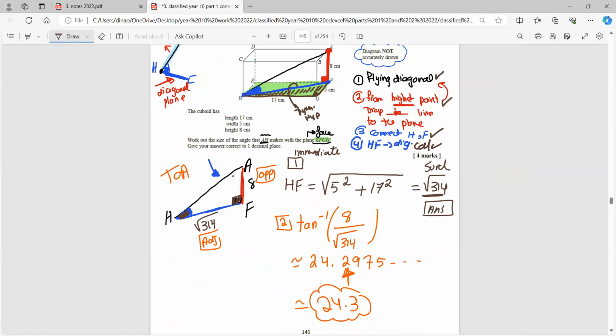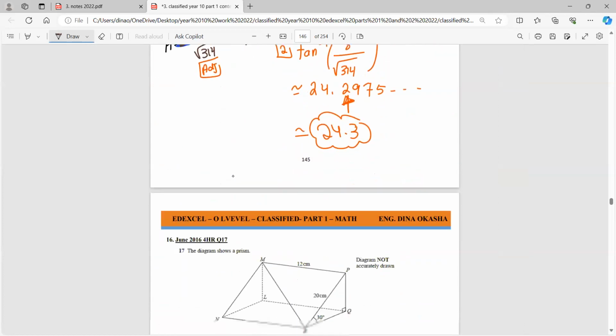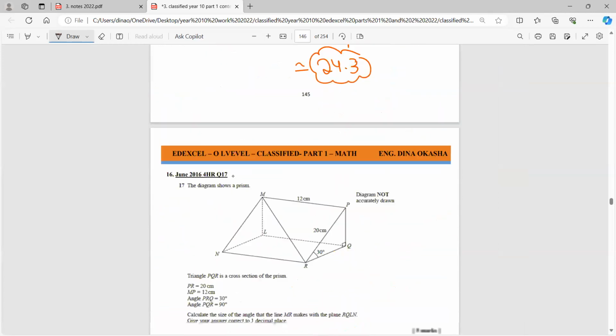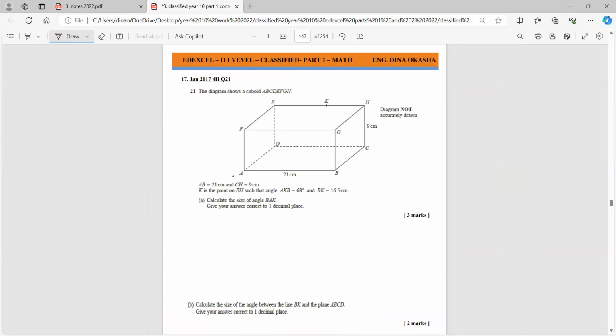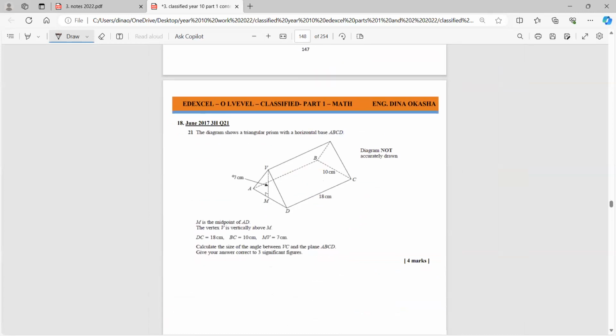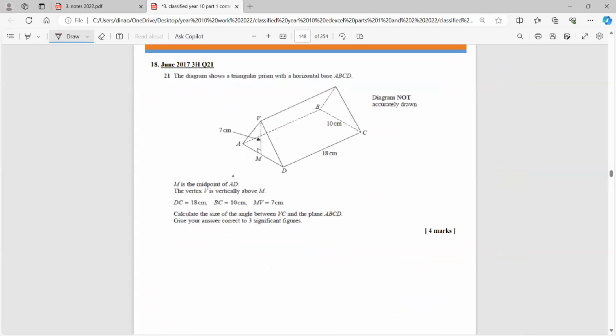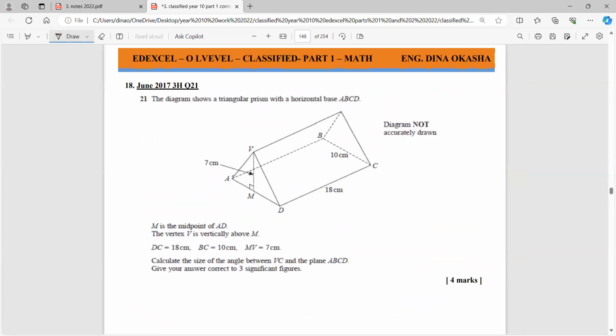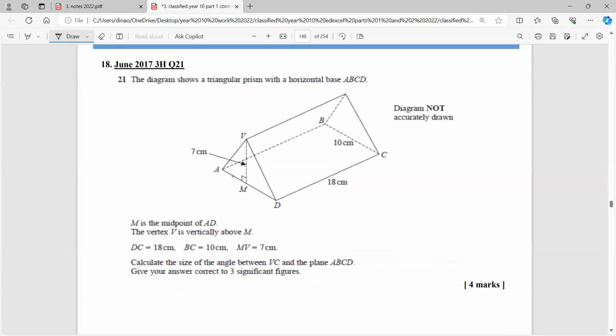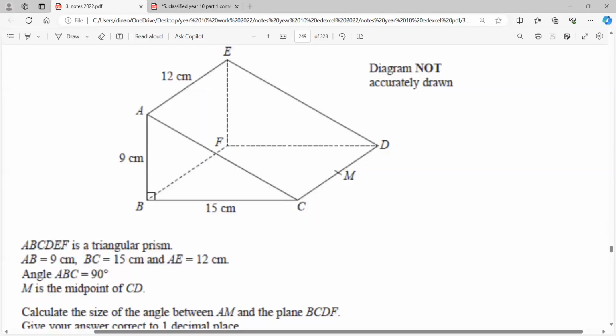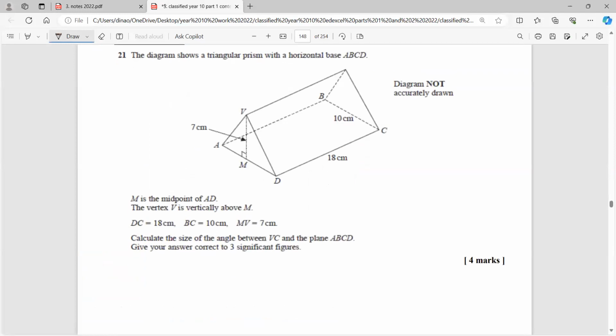Now, if you understand this, then most of the questions will almost be the same. So let's check another example. There's actually one over here. Let's look at this question over here in the same classified. Actually, there's one in the notes. So let's do the one in the classified first, and then I'll move on to the one in the notes.